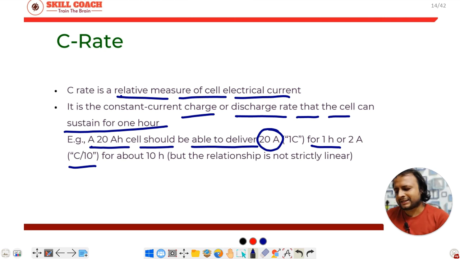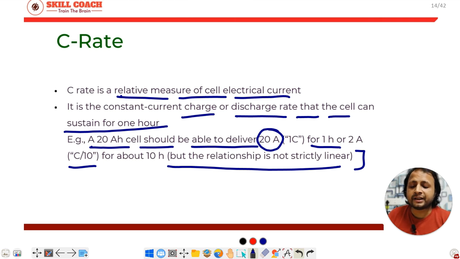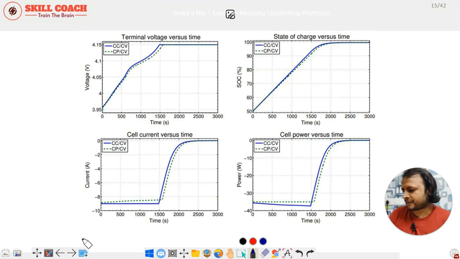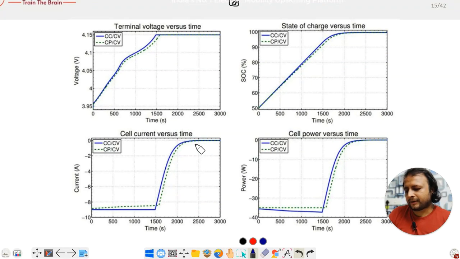Okay, and this relationship here, I mentioned that the relationship is not strictly linear, it may vary and depend upon some conditions, temperature and pressure conditions, especially depending upon the temperature. And here with the help of this graph, you can understand how this voltage versus time graph is behaving, and how terminal voltage versus time.